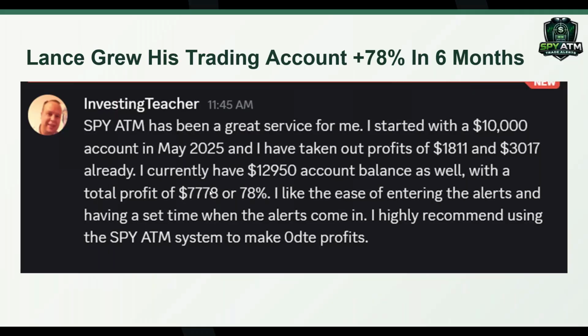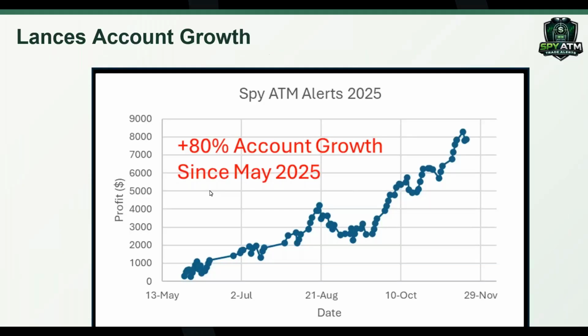And he actually sent me his data for this. So in the same way that we've been collecting the data, he actually collects his own data as well. And you can see that during the 6 months, he had a very nice linear growth curve, bit of pullback in August, but apart from that, went really well. Up 80% on SPY ATM alerts in 2025 on a $10,000 account. So pretty nice.